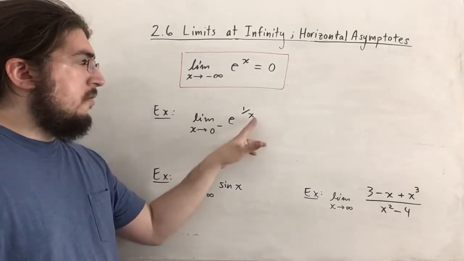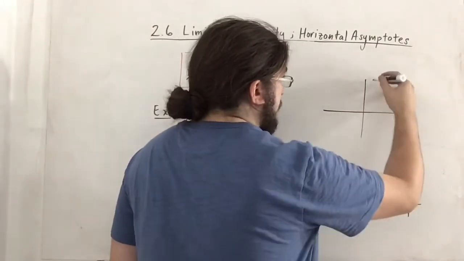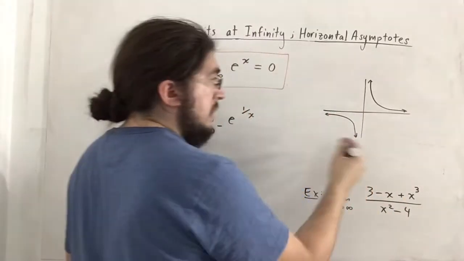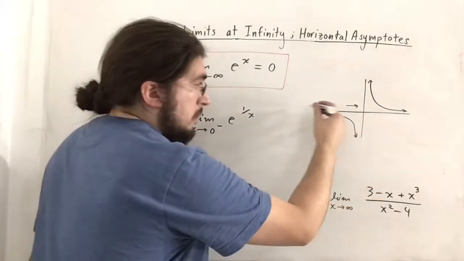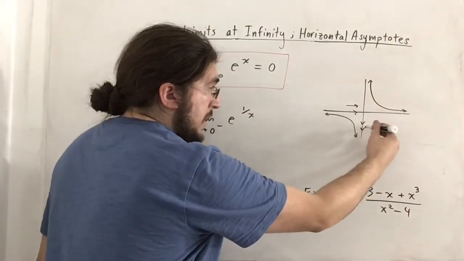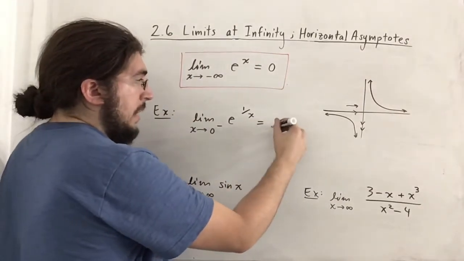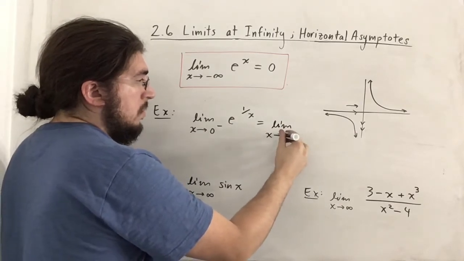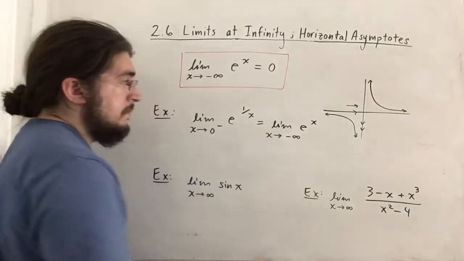But notice 1 over x goes to what? Well, again, if you graph 1 over x, we can clearly see that 1 over x goes to negative infinity if you approach 0 from the left. As you approach 0 from the left, it's going down towards negative infinity. So what this tells you is that you can actually rewrite this as a limit as x goes to negative infinity of e to the x.